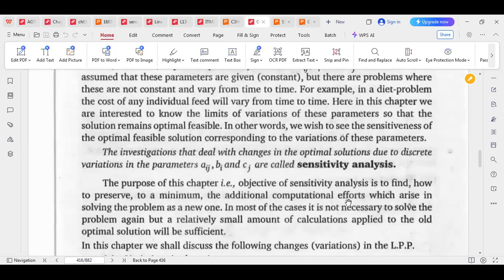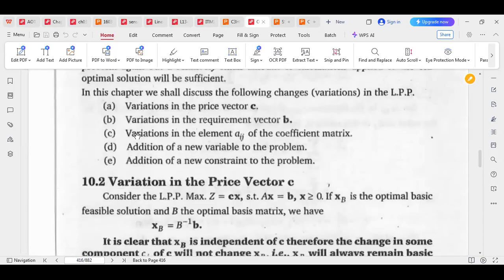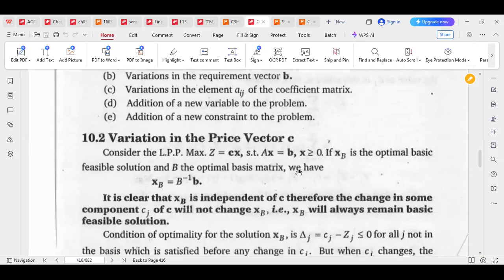So in this part, we'll discuss variations in the price vector, that means the cost vector C, variations in the requirement vector B, variations in the elements of the coefficient matrix Aij, adding a new variable to the problem, and adding a new constraint to the problem. So this is a linear programming maximization problem: maximize Z equals Cx subject to the constraint Ax equals b, where x must be non-negative.